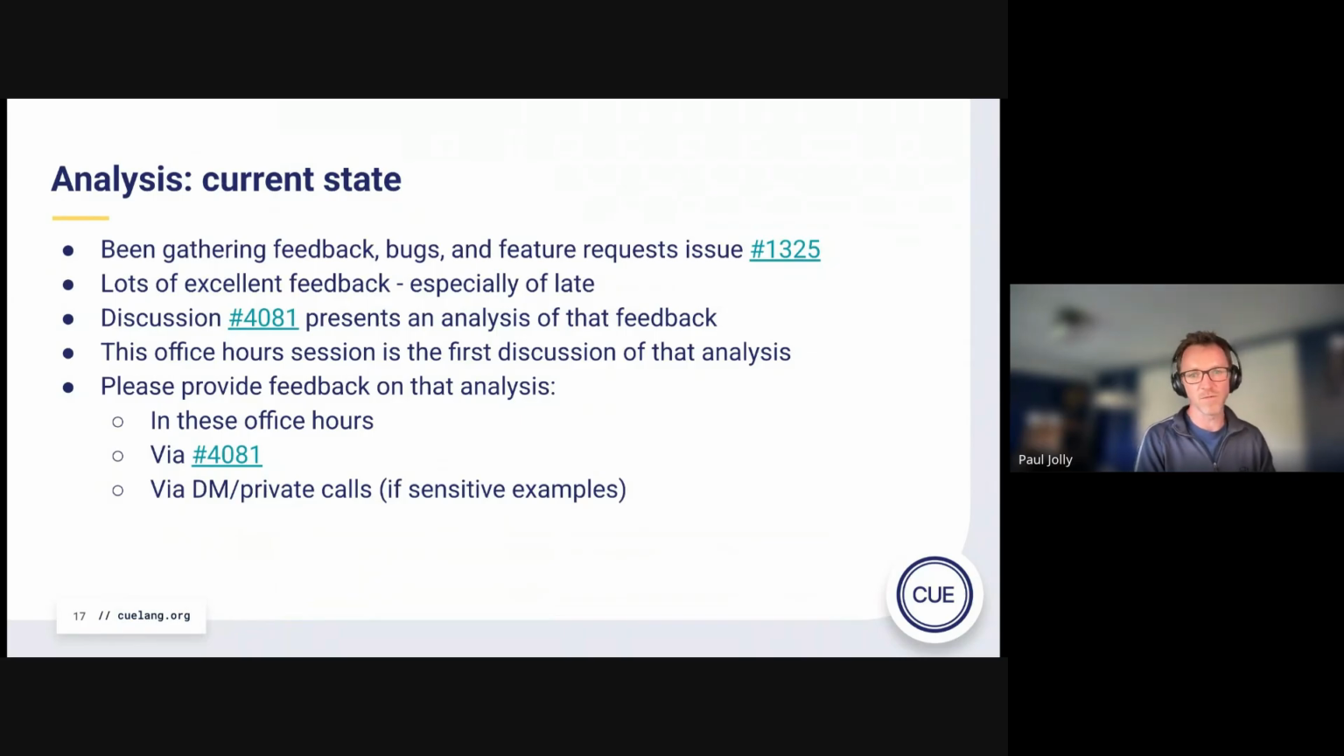This office hours is the first discussion of that analysis. So please provide any feedback on it, corrections, omissions, etc., either now or in 4081 or in private, if there are situations where people want to show real-world examples that would be too time-consuming to reduce down to something small.